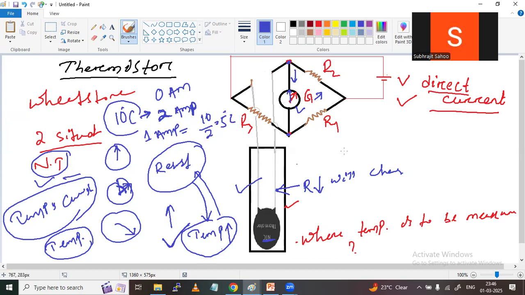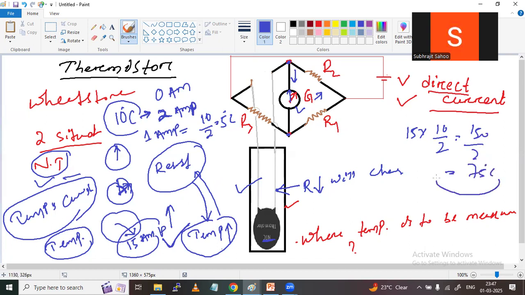Suppose the galvanometer is showing a reading of 15 ampere. If it is 15 ampere, then what will be the temperature, sir? 15 into 10 by 2. 150 by 2 is approximately equal to 75 degrees Celsius. Like this, we can convert this current reading to temperature measurement. Anyway, this is the construction and working of the thermistor.